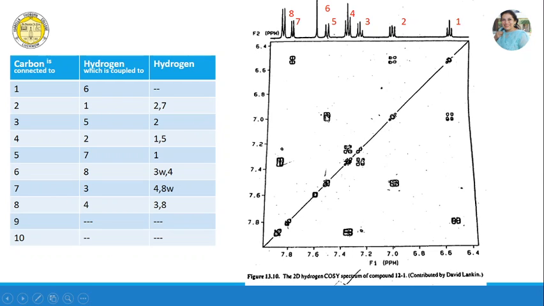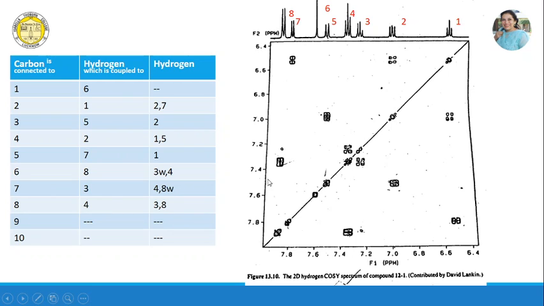Let's move to hydrogen number 7: 1, 2, 3, 4, 5, 6, 7. Hydrogen number 7 is linked to hydrogen number 1. Now, hydrogen number 8 is linked to 4 and there is a very tiny dot here. This is negligible. Still I have written 3 and then a W, which states a very weak signal. Then hydrogen number 3: 1, 2, 3. Hydrogen number 3 is linked to hydrogen number 4 and very weakly linked to 8. This we can neglect.